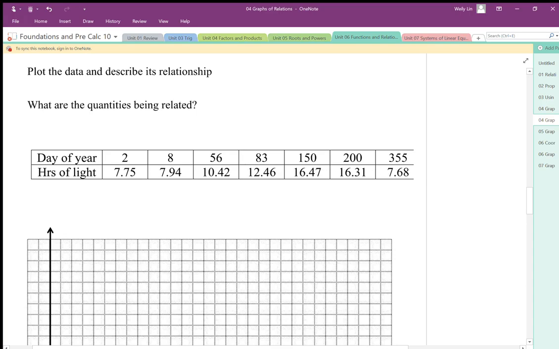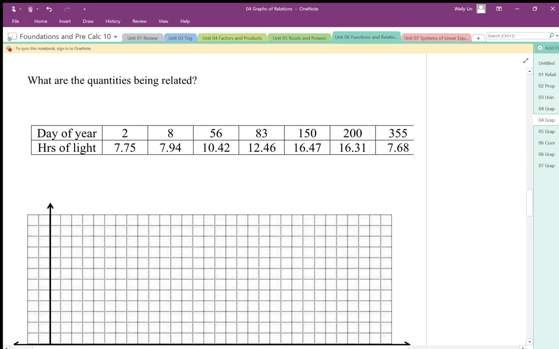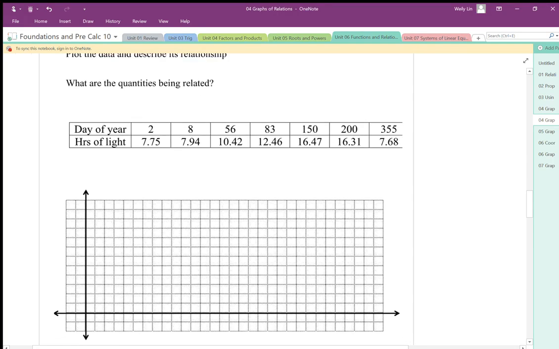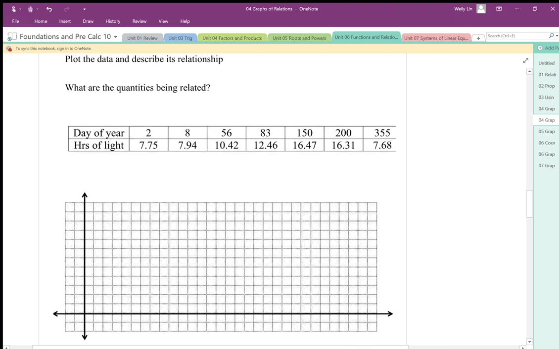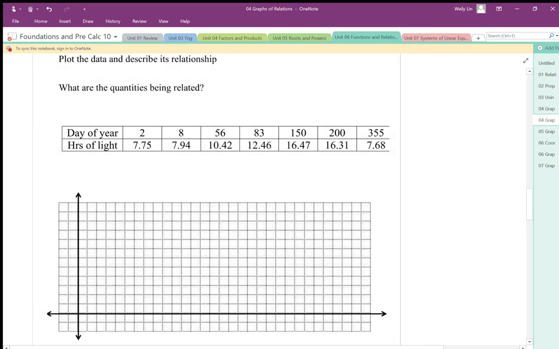So we're going to plot this data. This is not necessarily a simple relationship. It's not going to be a straight line. If you know anything about the hours of light in a year, we know it's going to go up and down. So I'm going to make my scale along the x-axis here.